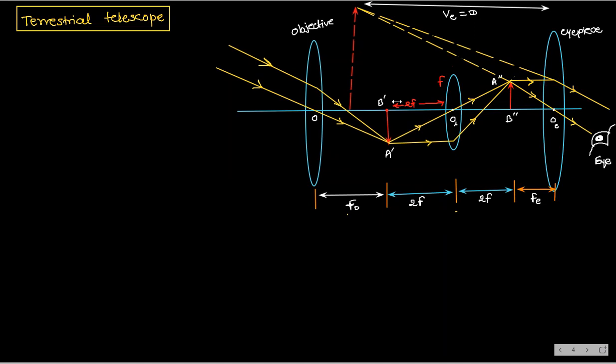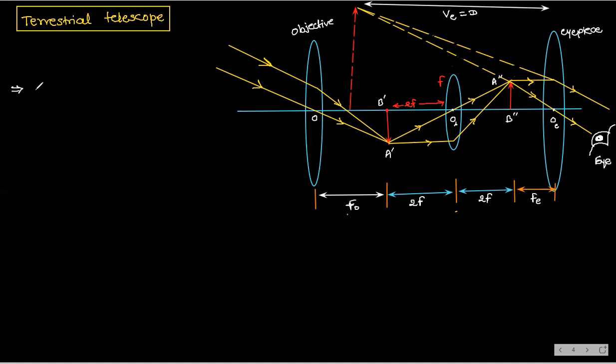A terrestrial telescope is used to see forest animals or something like that. Suppose from a long distance you want to see a lion, and that is also a non-inverted image. So there we can use this terrestrial telescope. An astronomical telescope is used to see distant stars or whatever it is. Now here no need to do derivation or anything, so same formula.